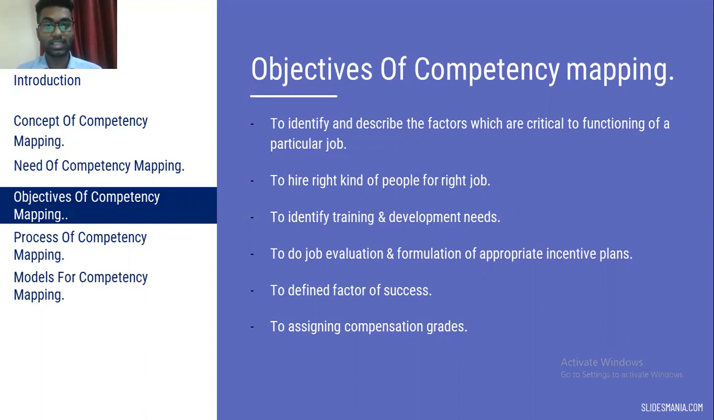HRM always gives incentives to its employees, to motivate them, and it is also a remuneration for their work. But always giving incentives to a person who does not have that many skills or competencies will be a big burden for the HRM system. So it also does job evaluation and formulation of appropriate incentive plans, to define the factors of success and to assess competency compensation grades. According to competency mapping, we can assign a proper compensation grade to a particular person, which helps us do effective HRM.